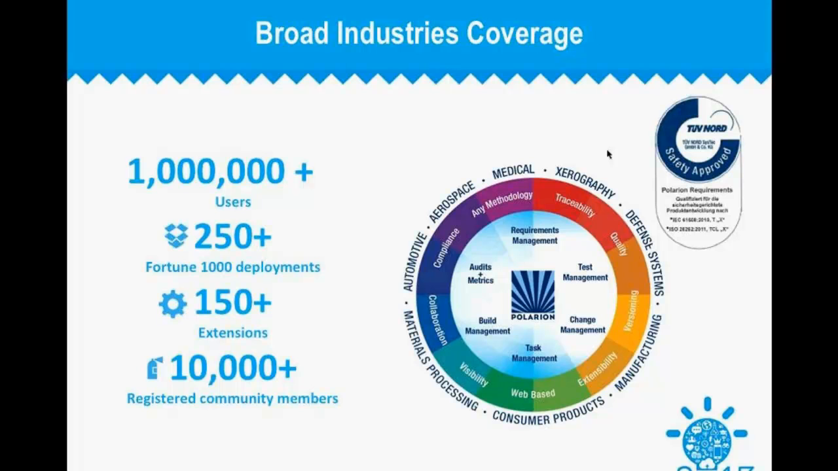We have more than 1 million users, pretty big number of large enterprise companies, more than 250. And especially great is that we really have a huge number of registered community members. We have more than 10,000 active community members who are very often also sharing the different extensions with us because Polarion is a very flexible and extensible platform. We provide all different kinds of APIs, and on our extensions portal, more than 150 extensions are being registered there, and not a few of them are created by our customers or consultants.